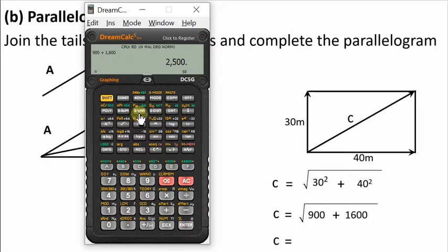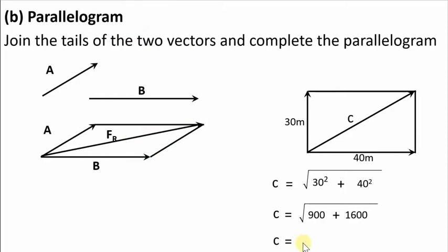Now let's square root this. Let's write square root. Have you seen square root? According to my calculator, it is bringing that one. Yours might be different. So say square root of 2500. It is going to be what? 50. So here C is going to be 50 meters. So from here to here is going to be 50 meters according to Pythagoras.